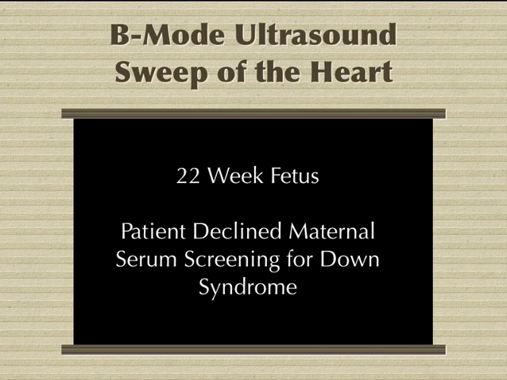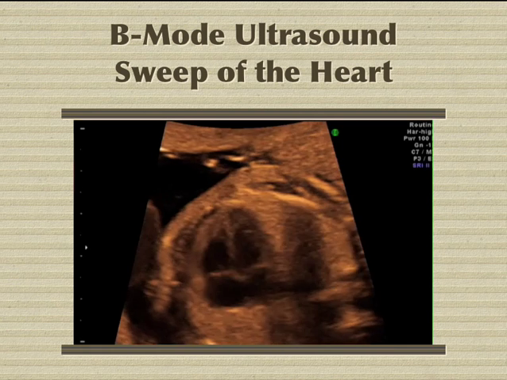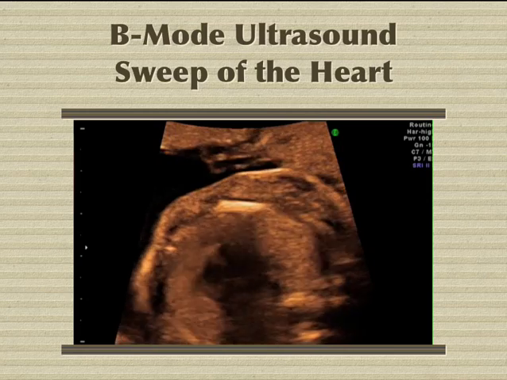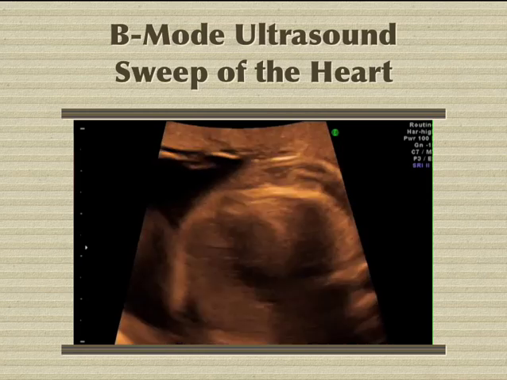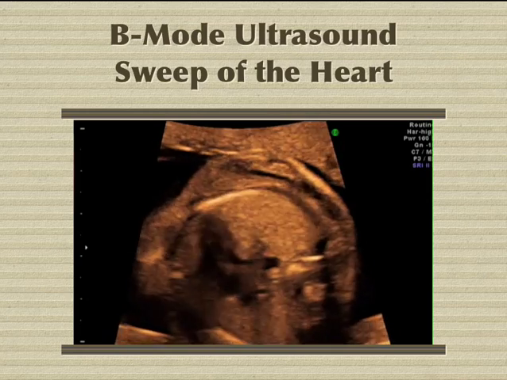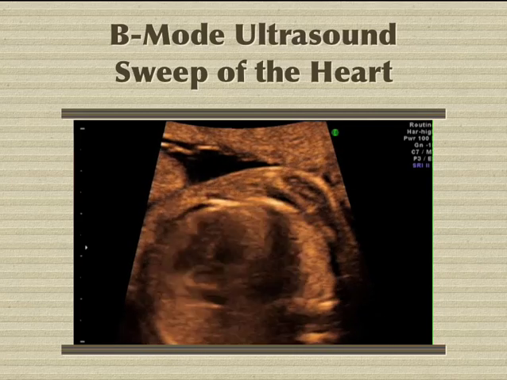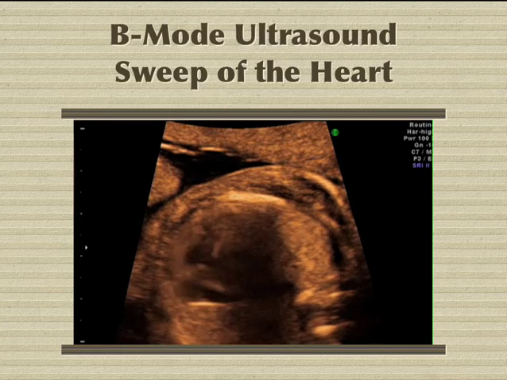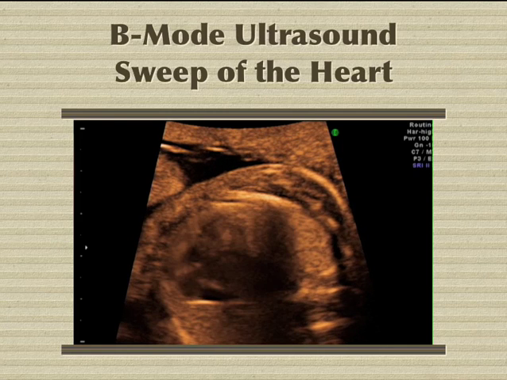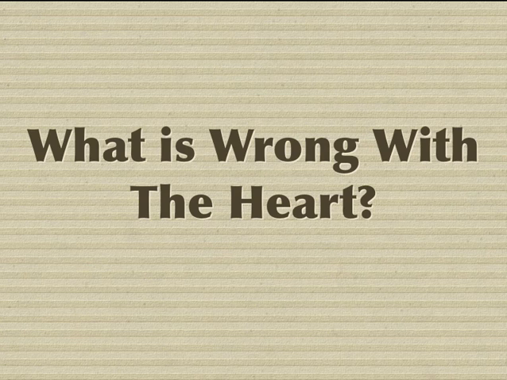This is a B-mode ultrasound examination obtained by directing the transducer in a transverse plane through the chest from the four-chamber view to the upper thorax. Examine the sweep and identify the abnormal fetal anatomy. After reviewing the clip, ask the question, what is wrong with the heart?